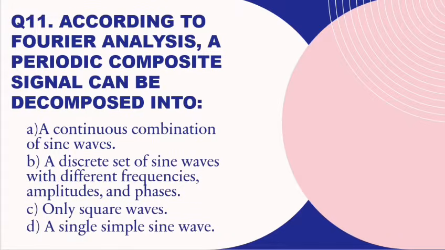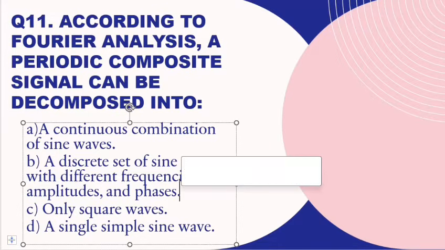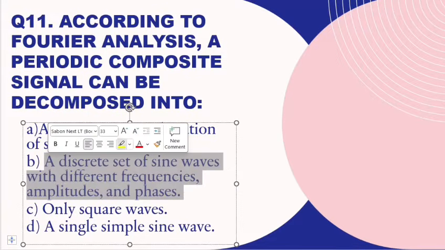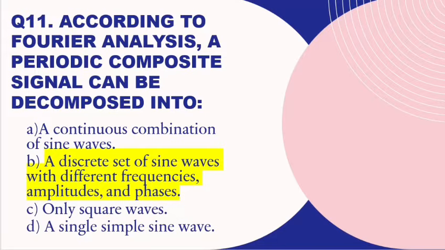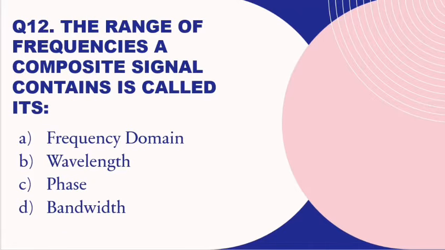Moving on to the 11th question. According to Fourier analysis, a periodic composite signal can be decomposed into option A, a continuous combination of sine waves, option B, a discrete set of sine waves with different frequencies, amplitudes, and phases, option C, only square waves, option D, a single simple sine wave. So the correct option for this is option number B, a discrete set of sine waves with different frequencies, amplitudes, and phases.